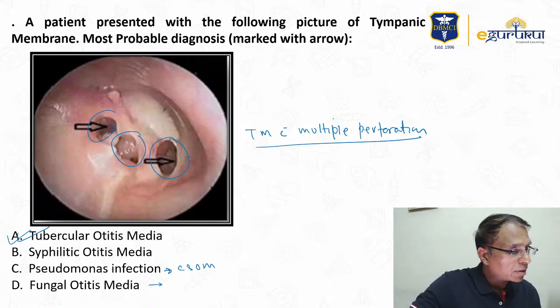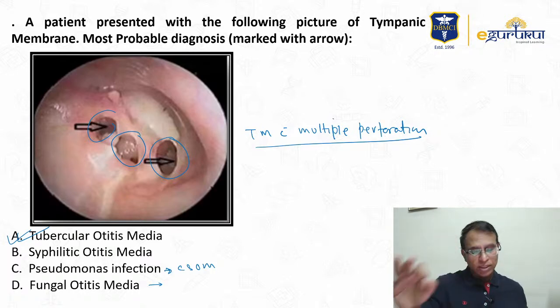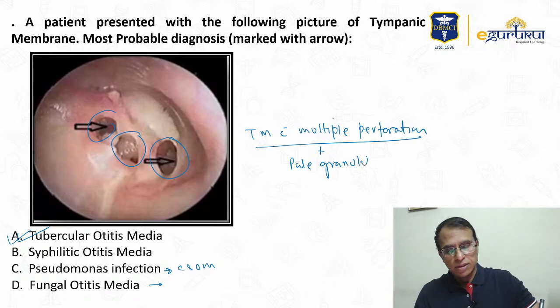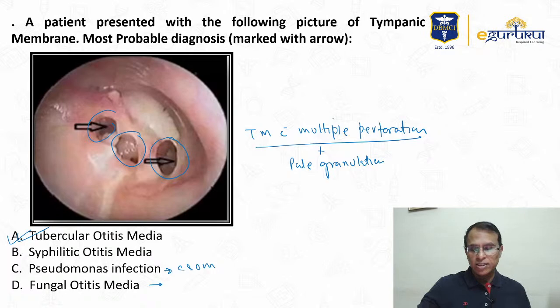Absolutely Ganesh, you are right, spot on, that in tuberculosis, as we discussed, multiple perforations plus pale granulations, isn't it? You can't see granulations in this, cannot make out at least, but you can see the perforations very, very clearly. Tuberculosis.